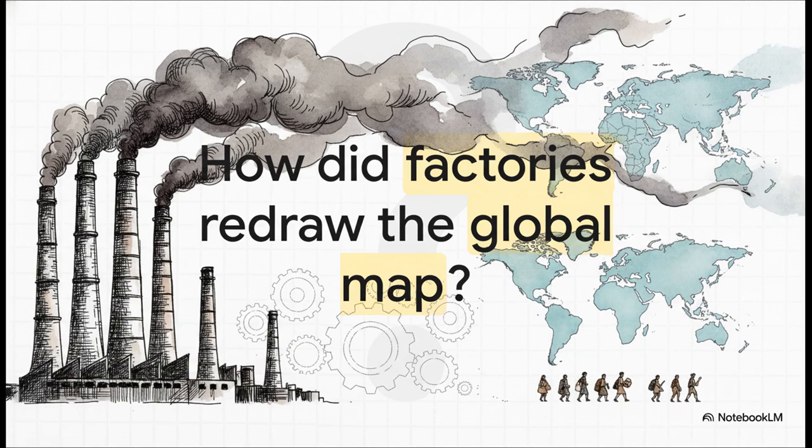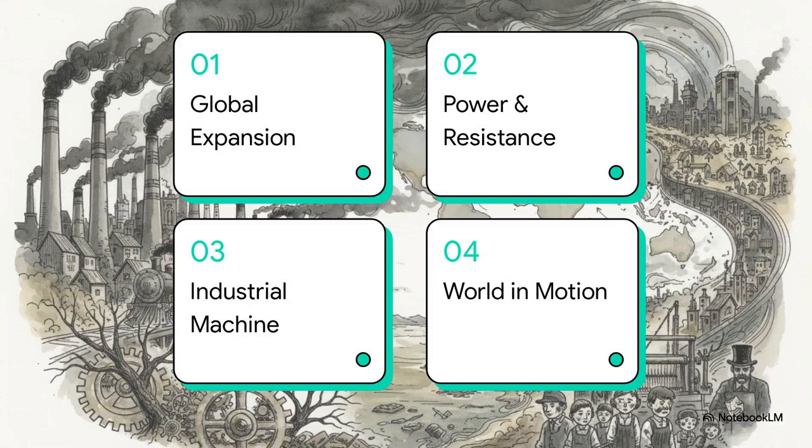Which brings us to a huge, kind of mind-bending question. How exactly did a bunch of factories in Europe manage to redraw the map of the entire world? I mean, it sounds almost unbelievable, doesn't it? But here's the reality. This smoke pouring out of those European and American smokestacks set off a massive global chain reaction. We are talking about fundamentally shifting borders, the birth of entirely new economies, and millions of people suddenly on the move.